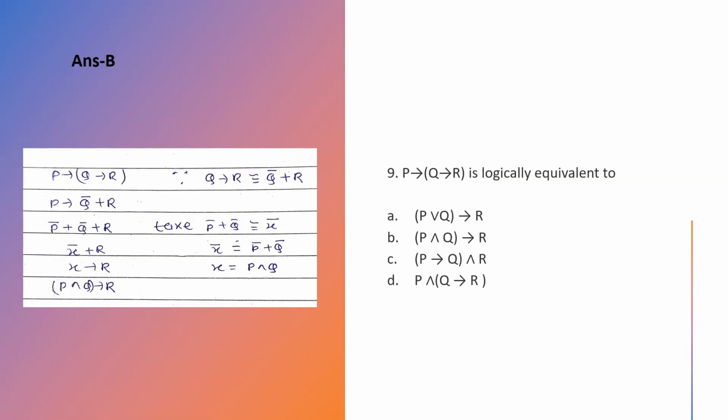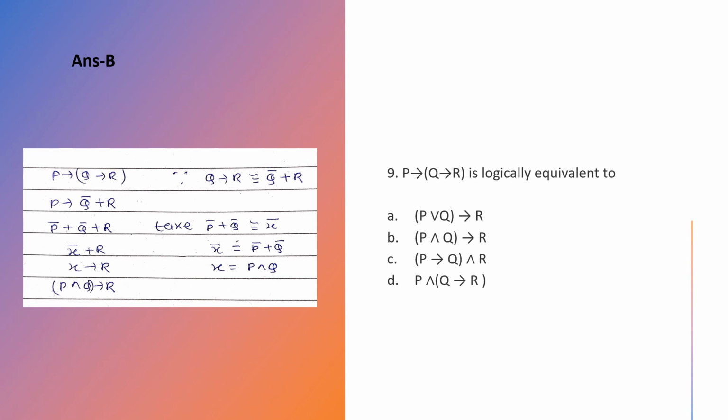So the ninth question is asking for a logically equivalent expression. So we have the expression P implication Q implication R and it is asking what will be the logically equivalent expression of it. So we have four options and we need to choose one option among them. On the left side you can see the solution I have added. We know one property: Q implication R is logically equivalent to Q complement plus R. So first we will solve Q implication R because its precedence is high, as it is in the parenthesis. So it will be solved first.